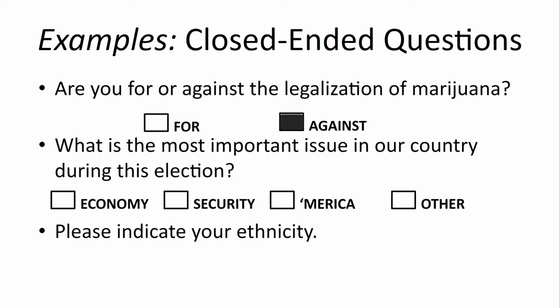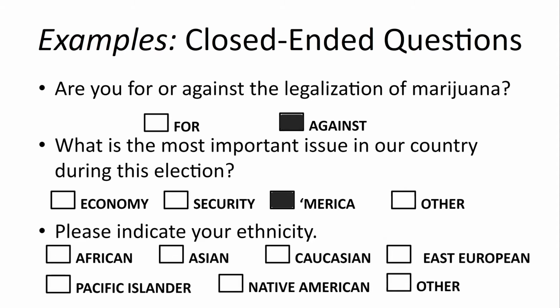Another one is, what is the most important issue in our country during this election? So what you see here, I included this fourth option of other. Usually when you include an other option like that, the participant can write in what they want to say, what they want to choose. So it's kind of like a compromise between close-ended questions and open-ended questions. And then this third example you see here is a quite common close-ended question on surveys. It's please indicate your ethnicity. So in this case, you would just select one or more boxes to indicate which ethnic groups you identify with. And it is very common to see an other option for this kind of stuff.